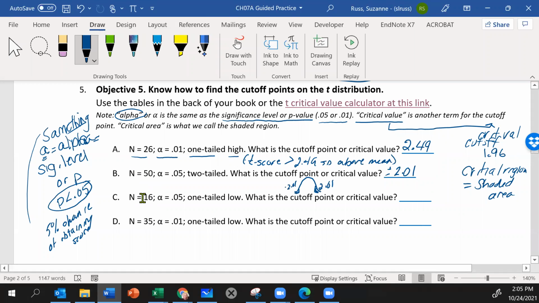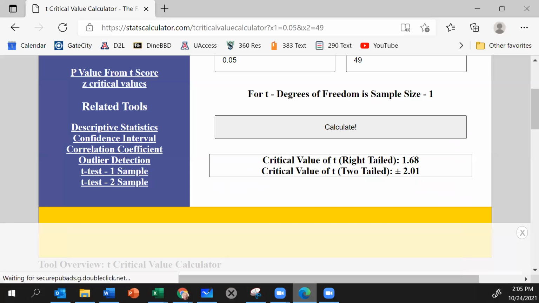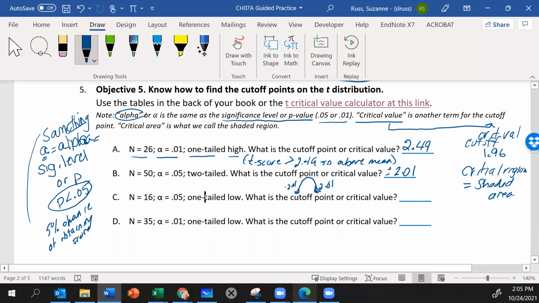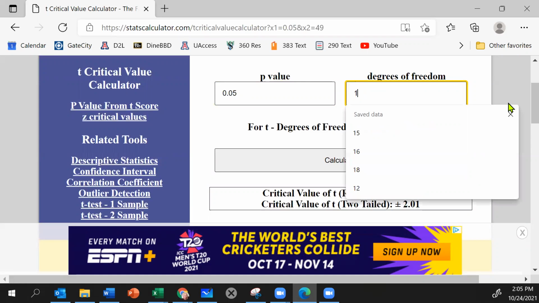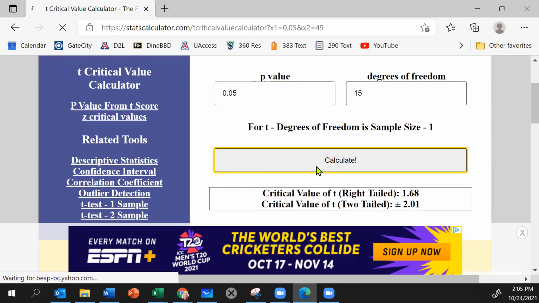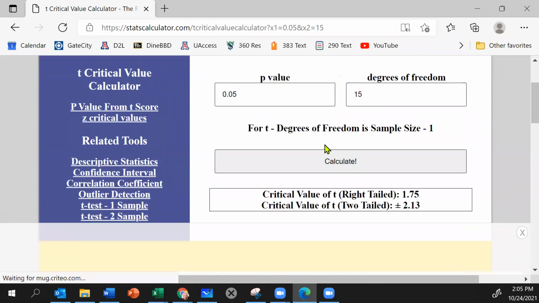Next, we have n equals 16, alpha equals 0.05, one-tailed low. So let's go in and look at our calculator. It was n 16, alpha 0.05, one-tailed low. So alpha is already set to 0.05. 16, n minus 1 equals 15. And we're looking for one-tailed low.